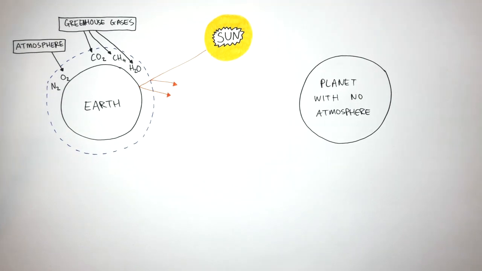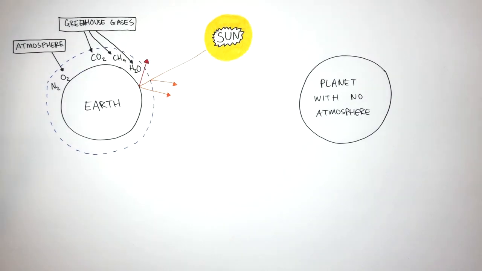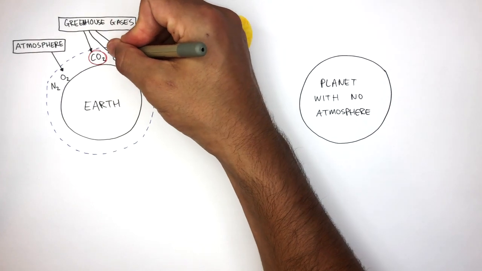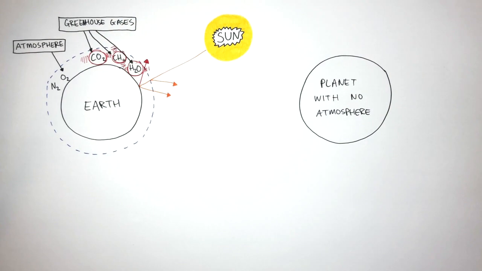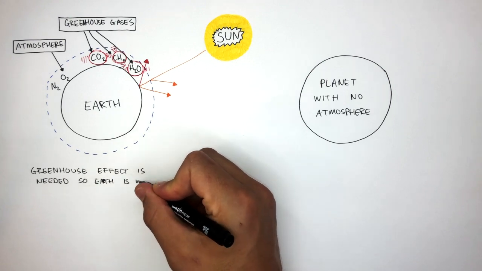To cool down, the Earth's surface re-emits longer wavelength infrared radiation back into the atmosphere, where some of this escapes into space. The greenhouse gases absorb the longer wavelength infrared radiation, causing the greenhouse gas molecules to vibrate more, and this traps the heat energy in the atmosphere. This raises the temperature of the Earth's surface, and the greenhouse effect is needed so the Earth is warm.